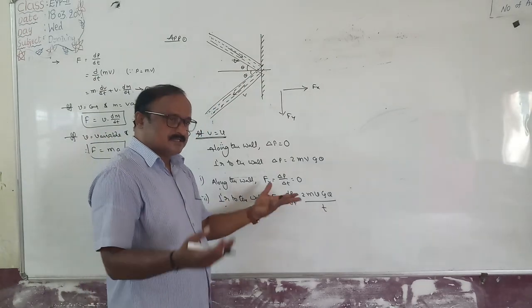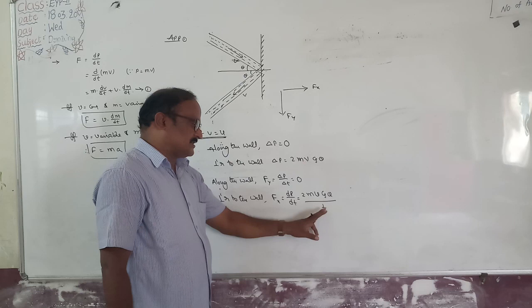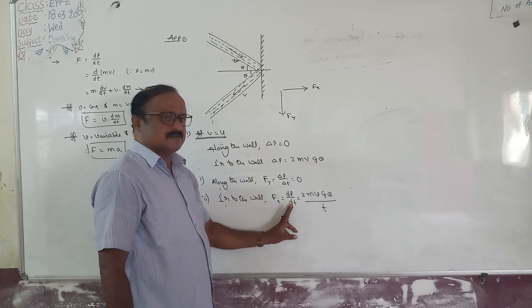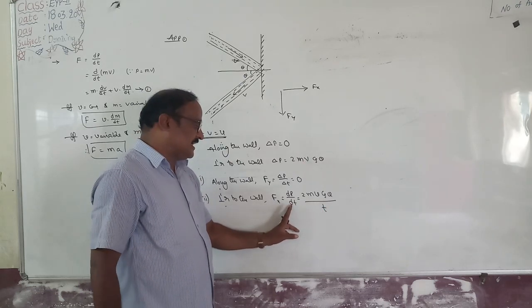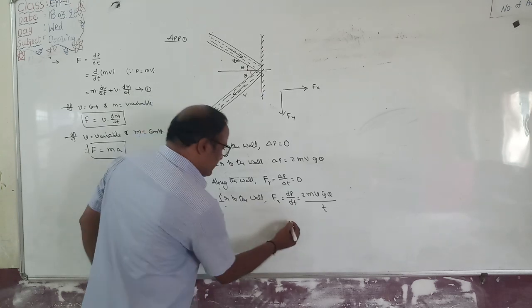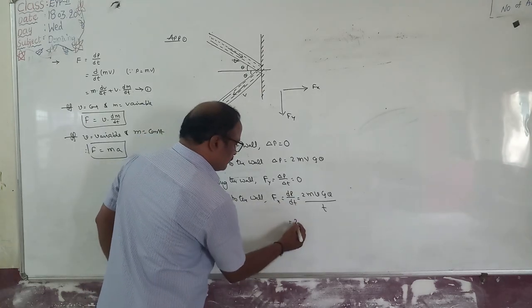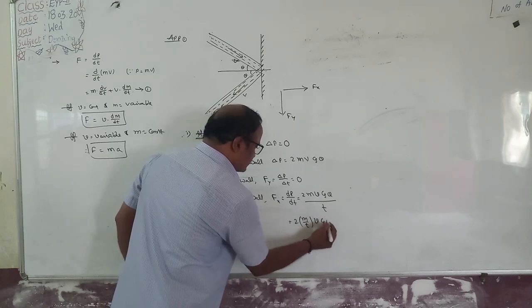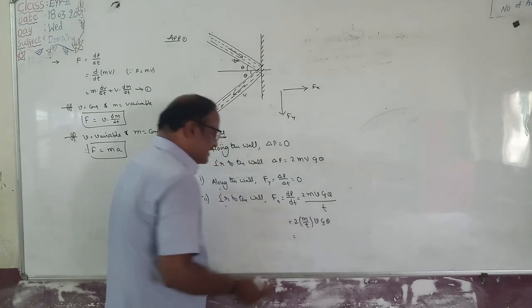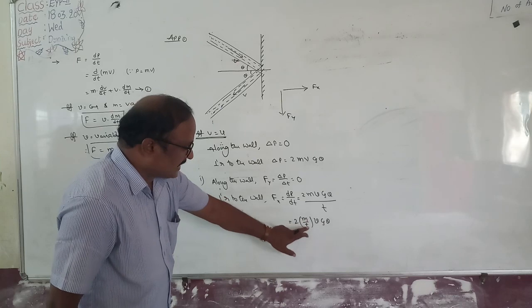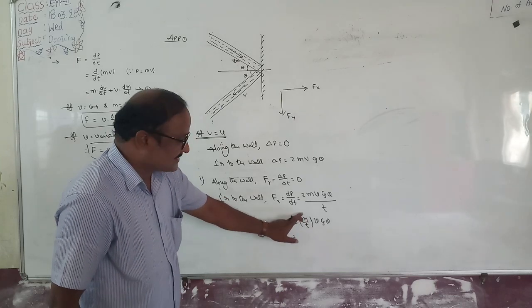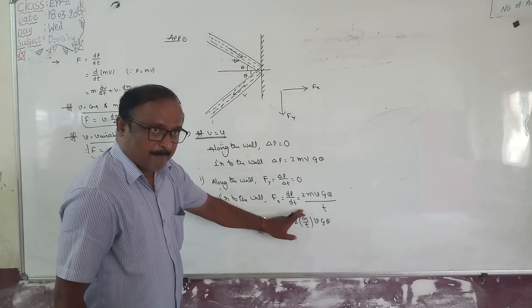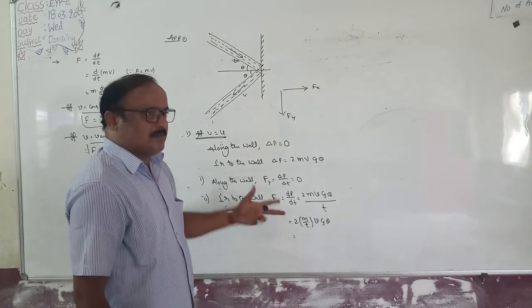A small interval of time t can be represented in terms of dt. For large values, dt can be taken as t. That should be equal to 2 into m by t into v into cos theta. But what is the m by t? Mass of the jet in 1 second. Mass per unit time is called mass flow rate.